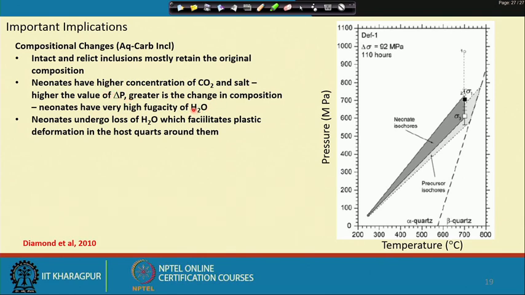This is also one of the reasons why the water would tend to escape from these newly created inclusions through the defects or the dislocation planes in the host crystal, and that facilitates the plastic deformation in the host quartz. It is observed as a greater extent of undulose extinction on those planes on which the newly created inclusions are arranged along with the relict inclusions.